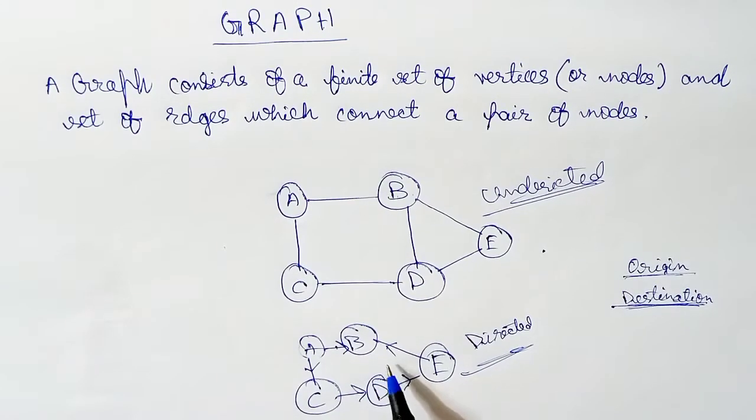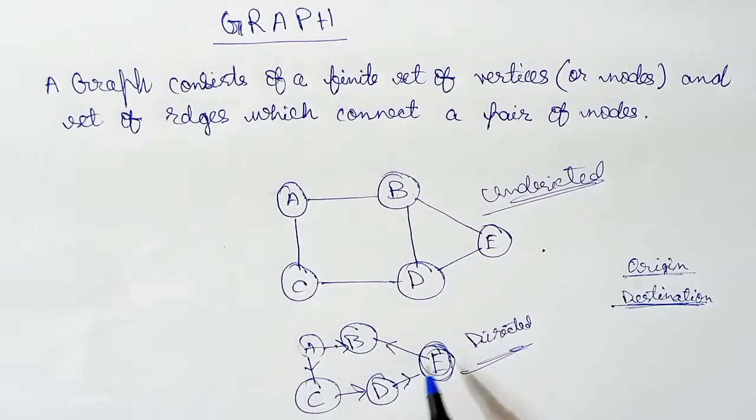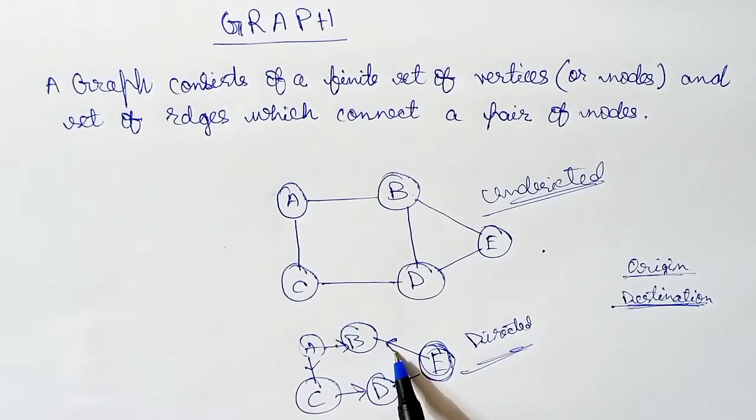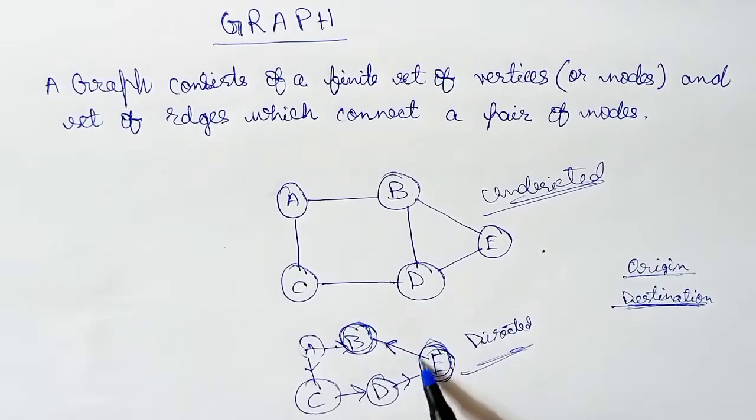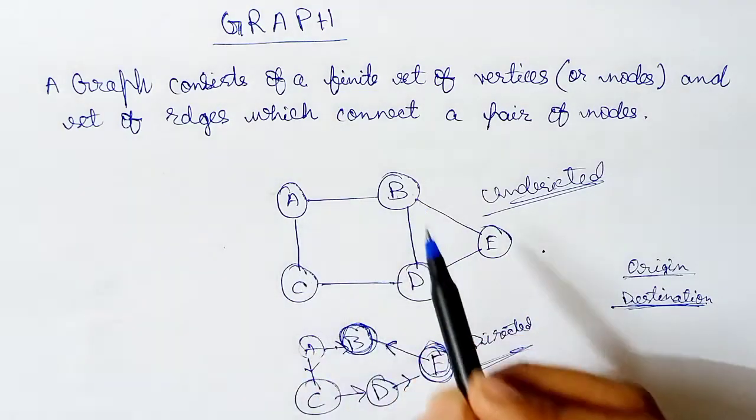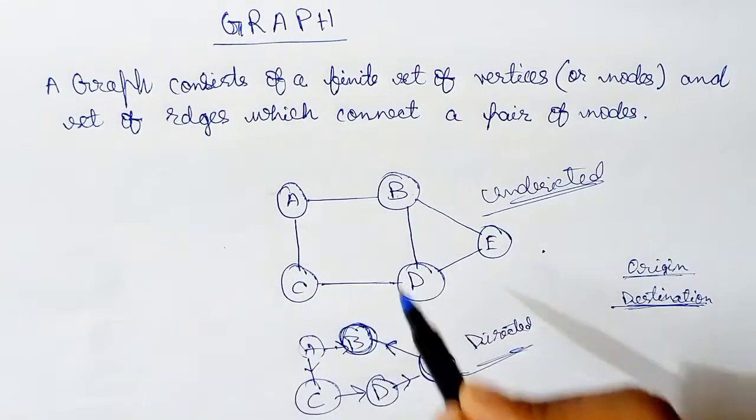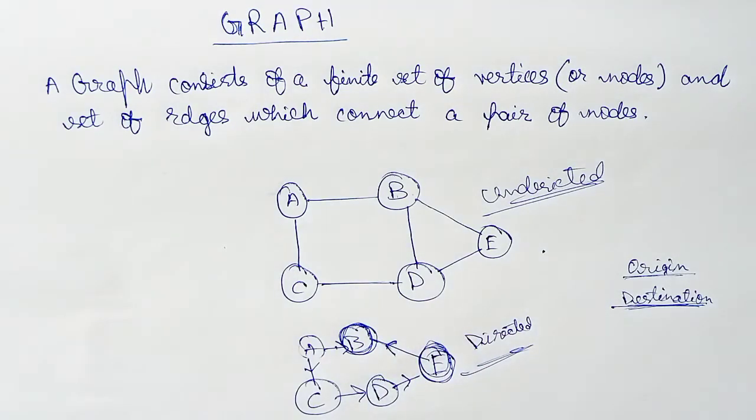Let's see this example. Here E is the origin of this edge, okay, and B is the destination of this edge. So this one is the origin and this one is the destination, and it is only possible if the whole graph is a directed graph, not in the case of an undirected one, because in that case we don't know which one is the origin and which one is the destination. There is no direction associated with the edge, hence we can't differentiate between origin and destination.